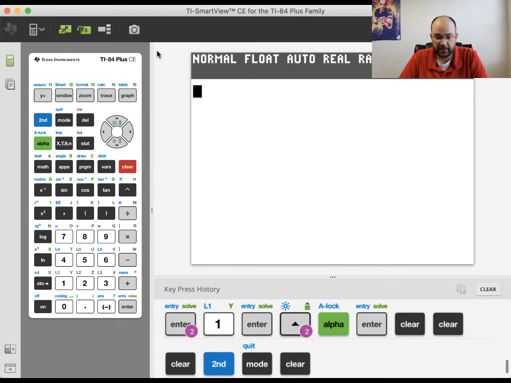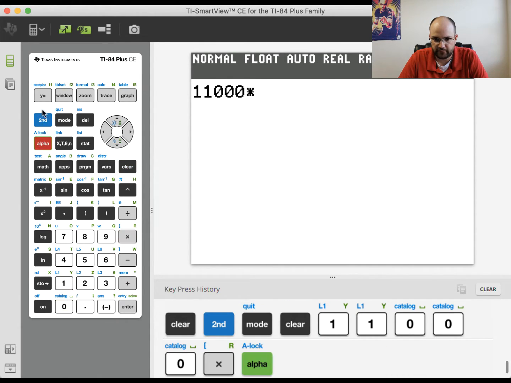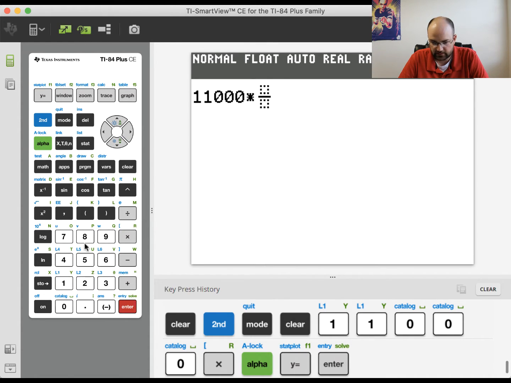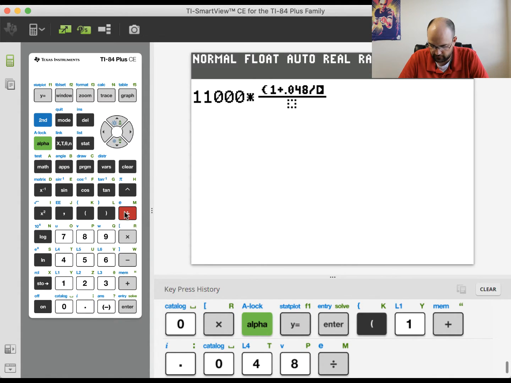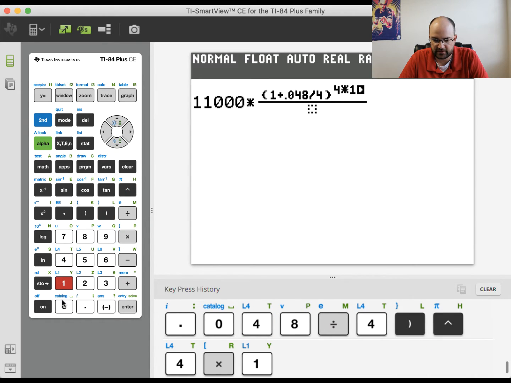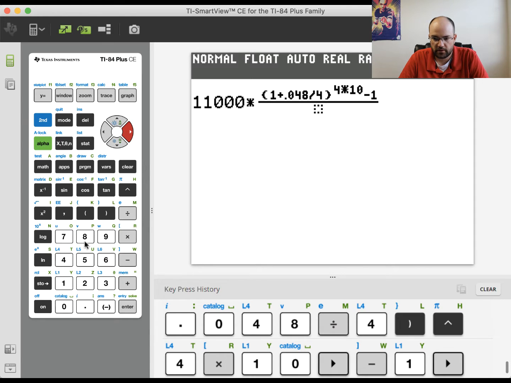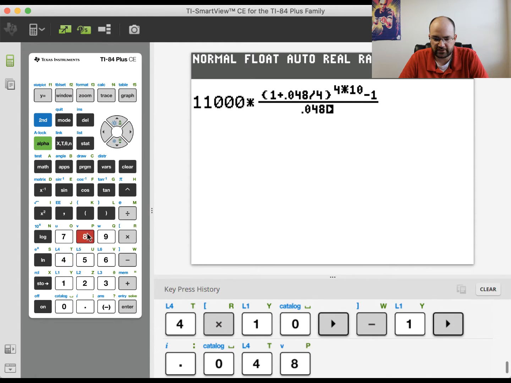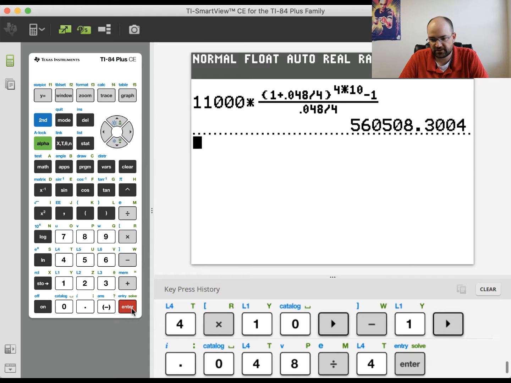Welcome back to the calculator. I guess I should go ahead and show the formula. For the formula, it was 11,000, and then times alpha y equals enter. Then type in the numerator of 1 plus 0.048 over 4, close parentheses, to the 4 times 10. Then right arrow to get outside of the parentheses, outside of the exponent, minus 1 all over 0.048 over 4. Then you just click on it. And that'll be the future value.